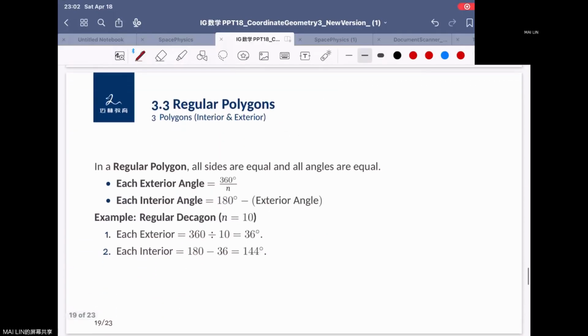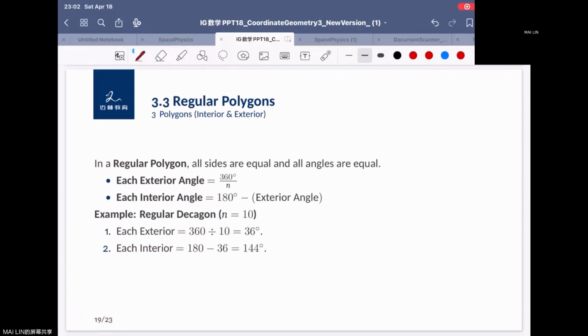So for regular polygons, we can set each exterior angle as 360 degrees over n, because we have n sides, we have n angles. So each exterior angle equals 360 over n. Okay. And each interior angle equals 180 degrees minus the exterior angle.